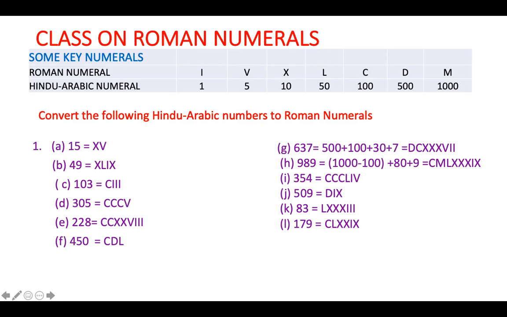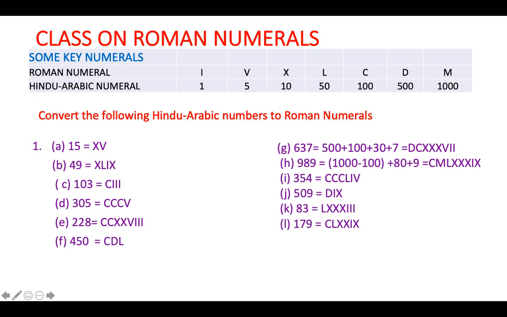Now, the next number is 509. It is also very easy. I know how to write 500 and how to write 9. So I will write D. D stands for 500. I, capital X, that is 9. So that is 509, not very tough.